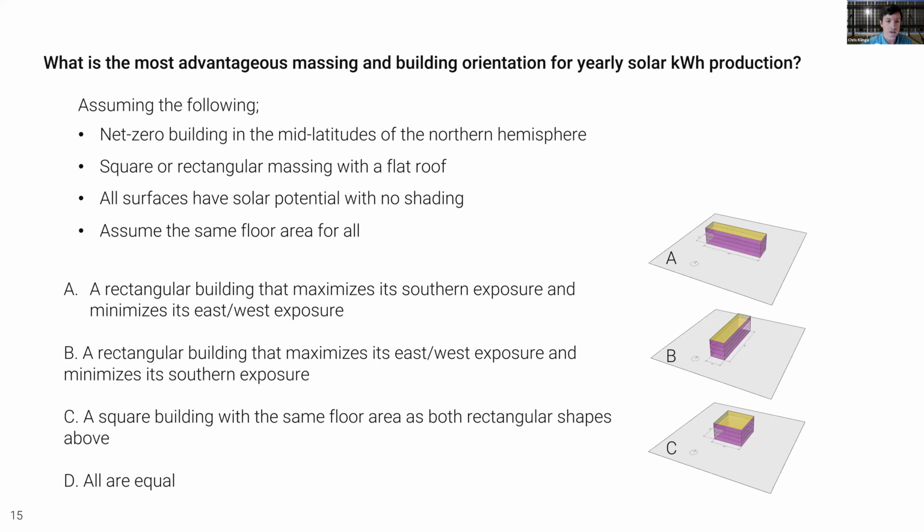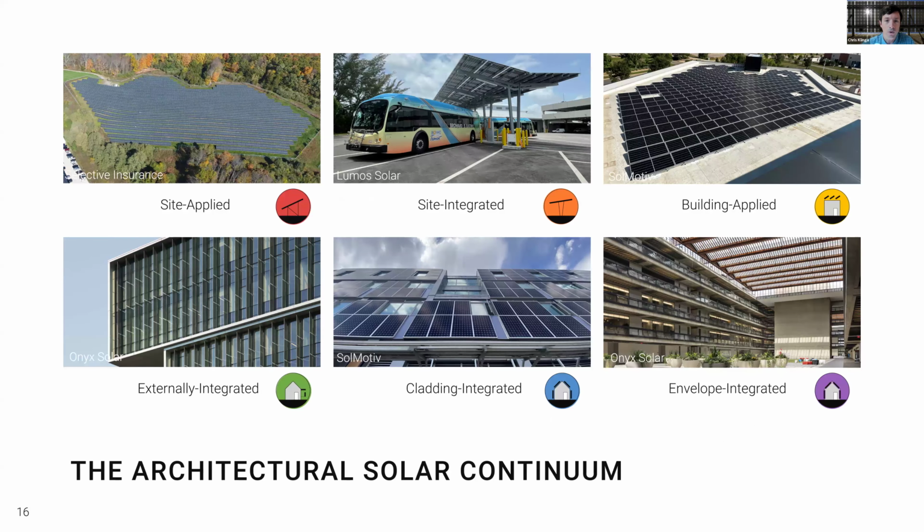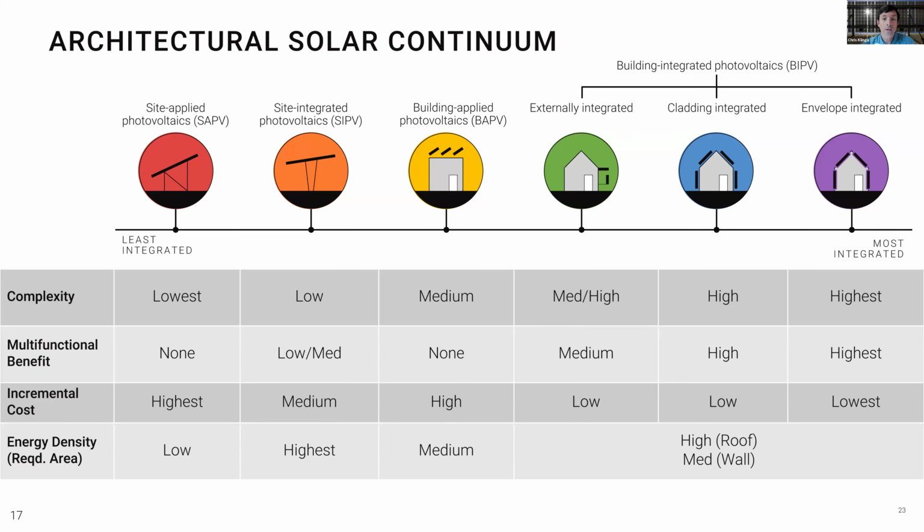So to jump into the continuum, the Architectural Solar Continuum includes 6 top-level categories: site-applied photovoltaics, site-integrated photovoltaics, building-applied photovoltaics, externally integrated BIPV, which is building integrated photovoltaics, cladding integrated BIPV, and envelope integrated BIPV. As solar becomes more integrated and complex, the multifunctional benefits increase. As solar components share more costs with building components, the incremental installation cost goes down.